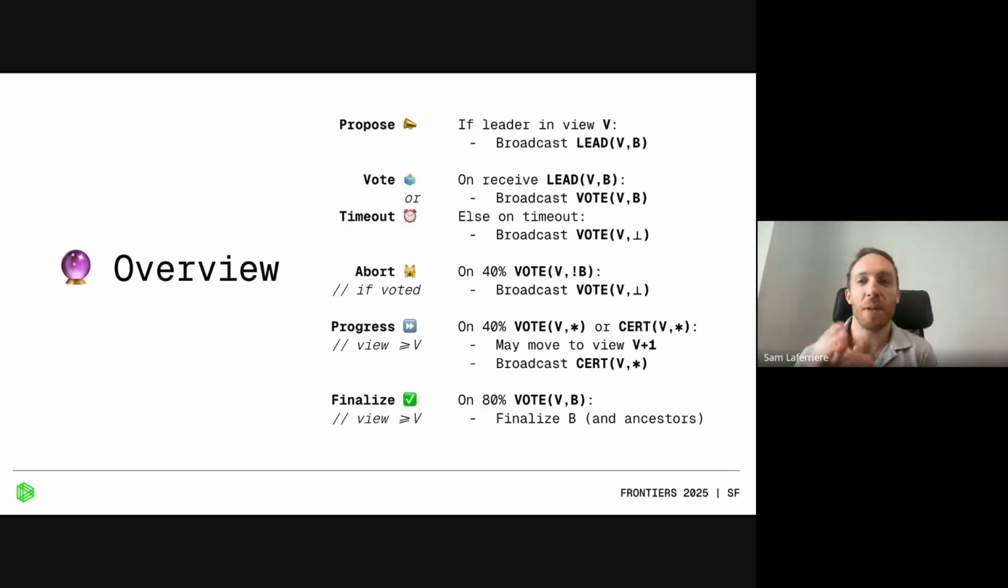And then maybe quickly a dumb question to actually understand this. When we're talking about equivocation, are we only talking about voting for two separate blocks, or does the nullifying vote also count as equivocating?